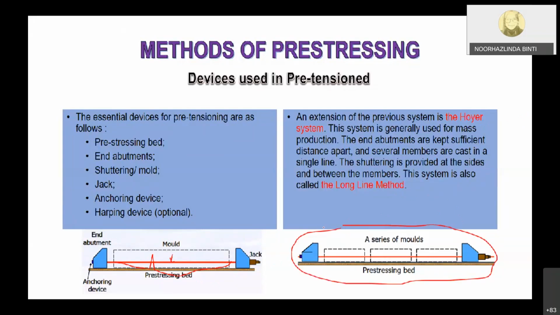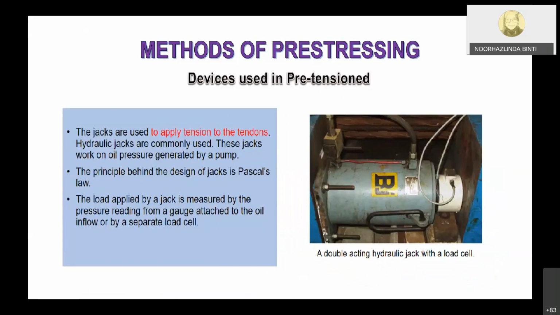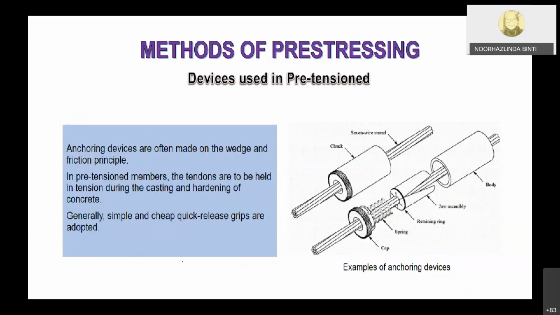This part, the Hoyer system, or we call it the long line method, instead of single. This is the jack. We have three types when we're talking about pre-tension, how to pull that particular strand or tendons: either using hydraulic, mechanical, or electrical. So this is a jack using a hydraulic jack to pull the tendon. This is an example diagram showing the anchoring device to lock that particular tendon, so that it always maintains tension after you cut loose from the abutment.